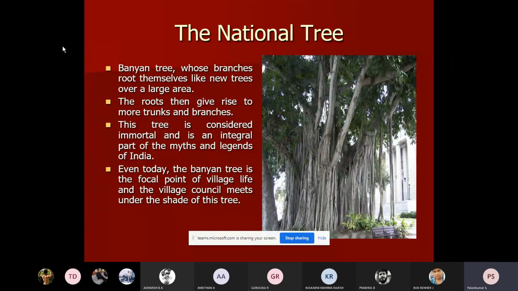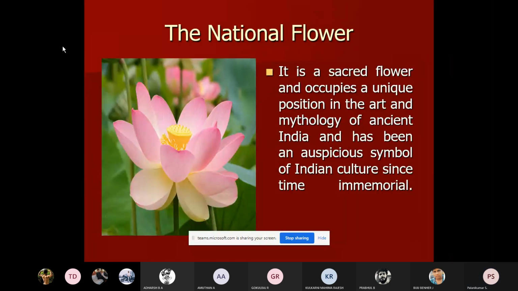It is a symbol of immortality. In Indian tradition, the banyan tree is a symbol of immortality, that is, no death; it is going to live forever. Even today, the banyan tree is the focal point of village life, and the village council meeting and everything happens under the shade of the tree only.